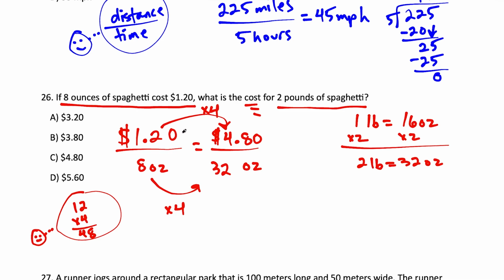Okay, $1.20 times 4, it resembles 48, but it would be $4.80. Okay, so that's the mystery amount here.